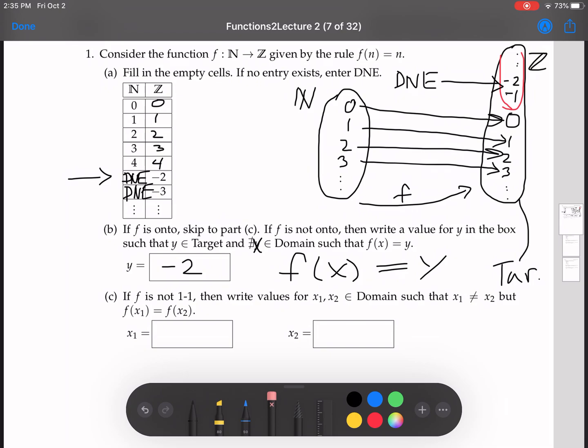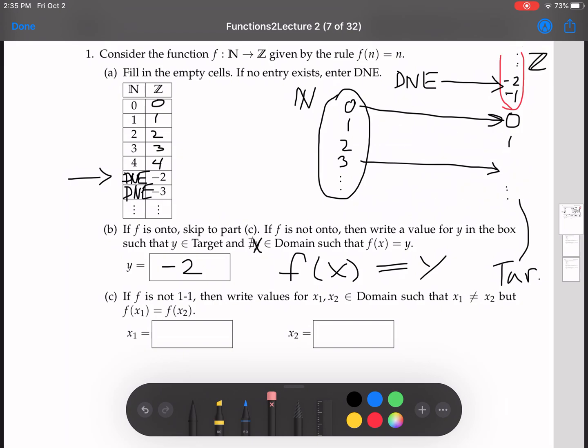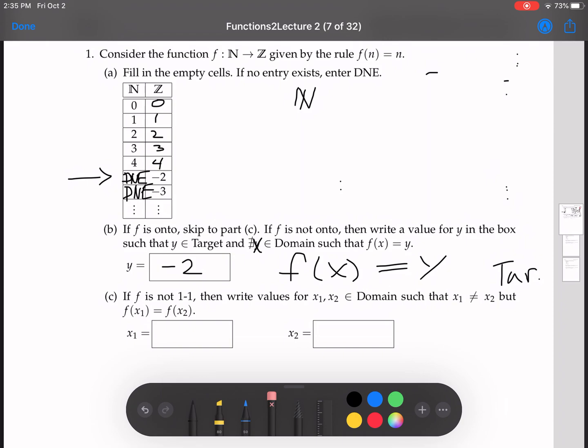All right, so the same thing goes for 1-to-1. If the function is 1-to-1, then you skip. You don't have to do anything. But if it's not 1-to-1, then you have to provide a counterexample. This function is 1-to-1. All right, so let me talk about that just real fast.